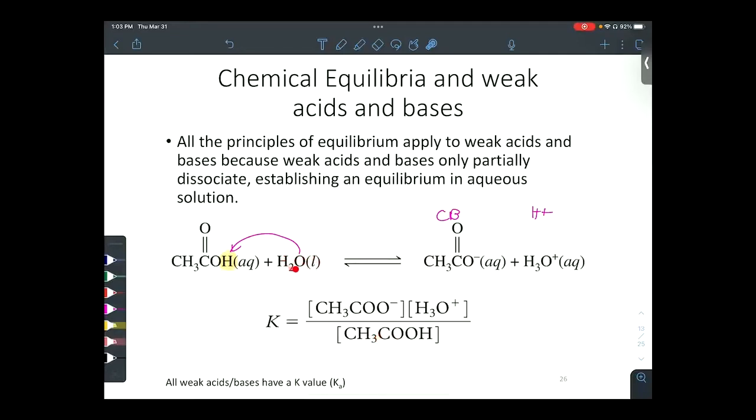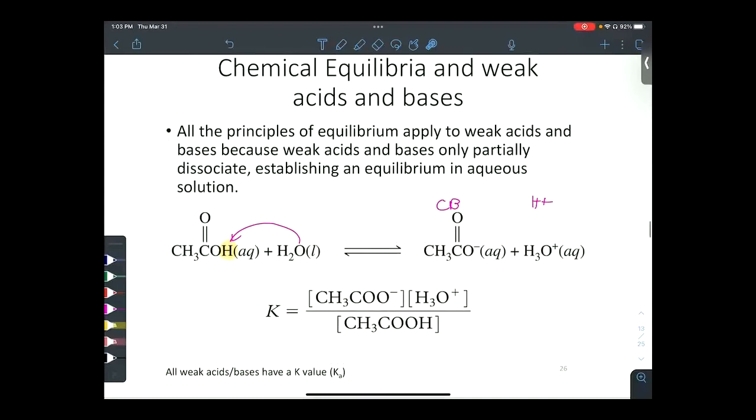Why don't I include water in this expression? Yeah, it's a liquid, so therefore it doesn't have a concentration, right? Because all of these brackets mean concentration. Water, because it's a pure liquid, and there's just so much of it that its concentration rarely changes. So we don't include it in our expression.